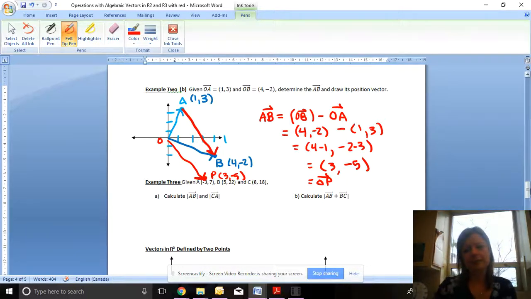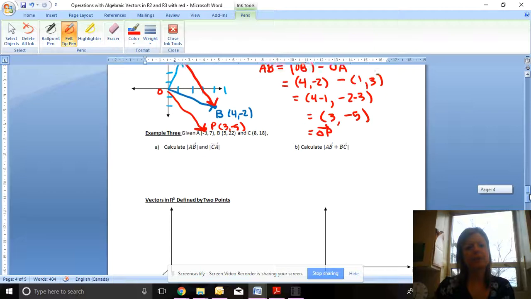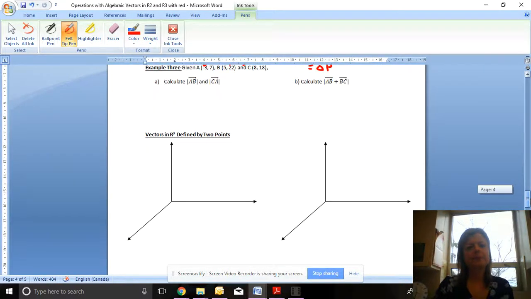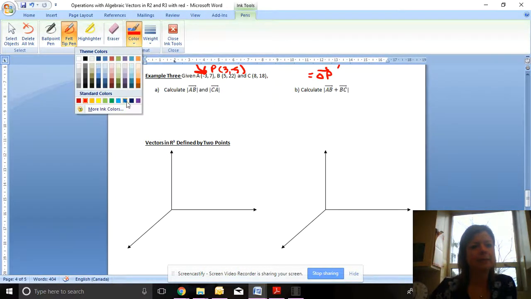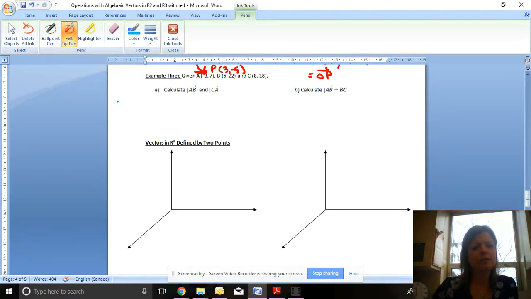Okay, let's go on to another example where we're not drawing it. Given A, B, and C, calculate the magnitude of AB and then the magnitude of CA. First, I'm going to calculate the vector AB. Again, it's the coordinates of B, so 5 minus the x-coordinate of A. So 5 minus -3 is 5 plus 3, and then 22 minus 7.